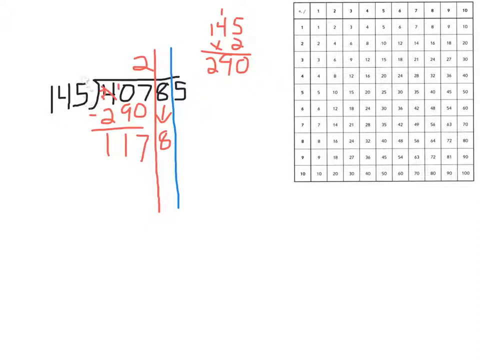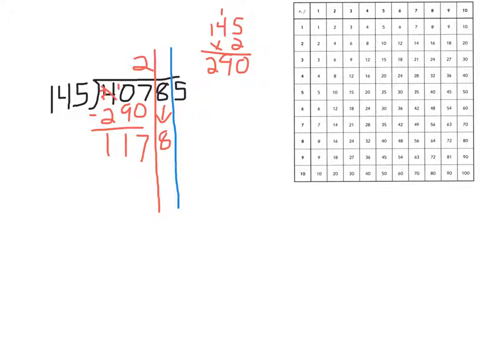Then I bring down the 8. So using my 150 as my estimate for 145, I've got to see how many times I think that's going to go into 1,178. So I said 2 makes 300. So that means 4 would make 600, which means 6 would be about 900. That's pretty close, but we can get closer. So a good estimate would be 7 or 8.